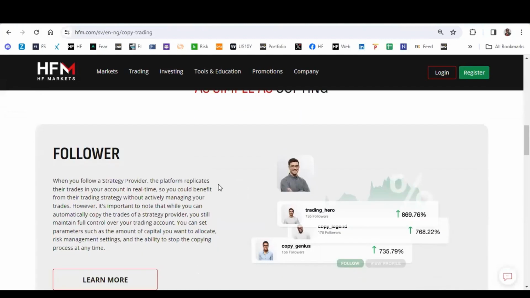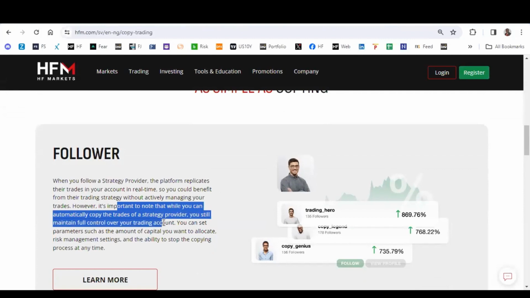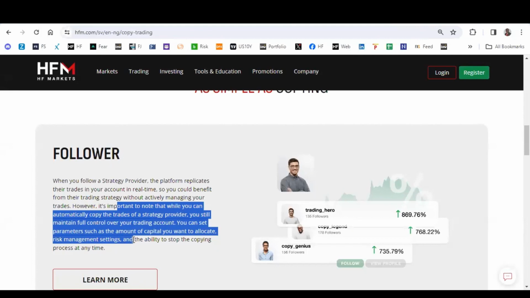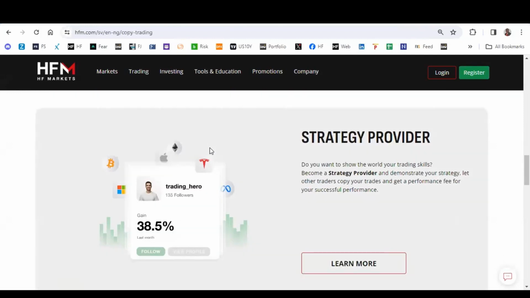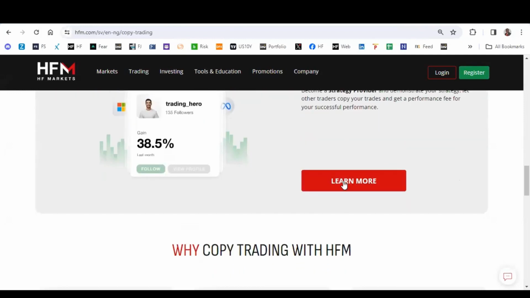Now, like I mentioned, all of this simply explains in detail how it works, which I've explained earlier. It says here, it's important to note that while you automatically copy the trades of a strategy provider, you still maintain full control over your trading account. You can set parameters such as the amount of capital you want to allocate, your risk management settings, and you can stop the copy trading process at any time. These are things that you can look at on the HFM copy platform. And then you can become a strategy provider as well.